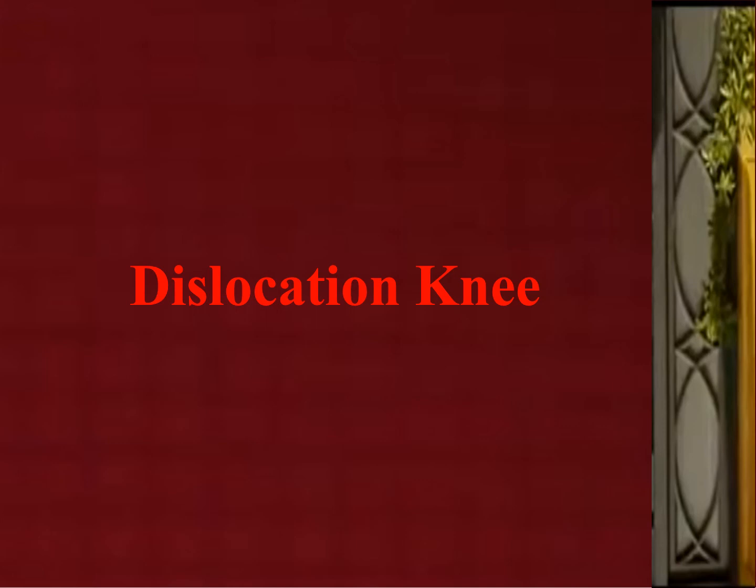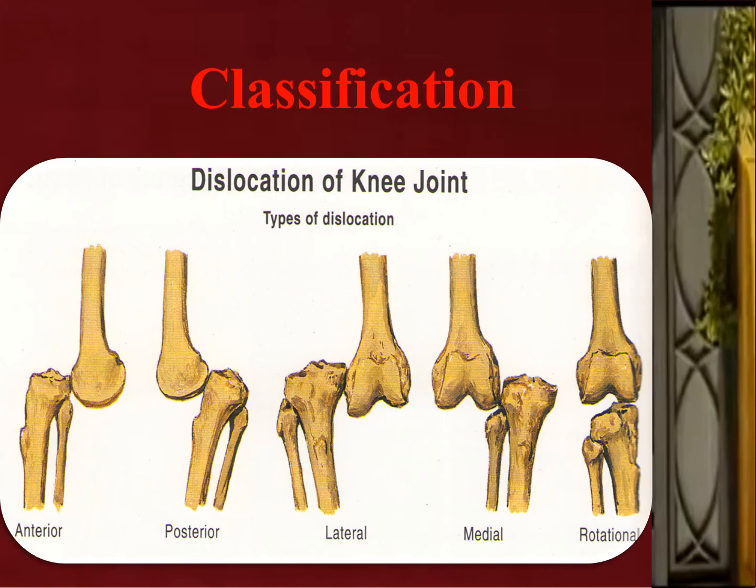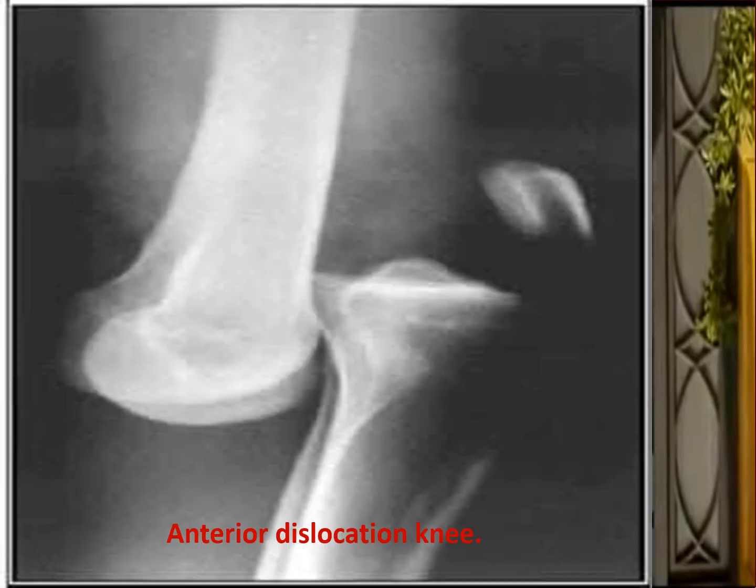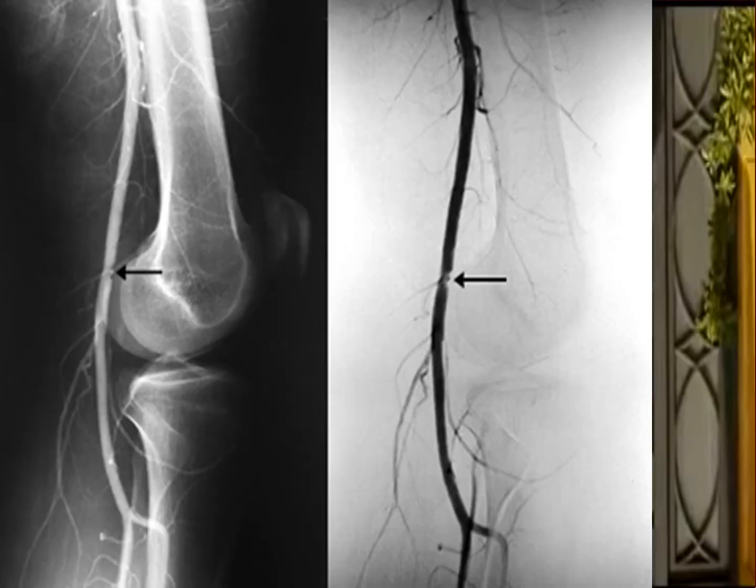Dislocation of the knee. We have anterior dislocation and we have posterior dislocation. That's an example of anterior dislocation. The most important complication in dislocation of the knee is the neurovascular complication, because of the proximity of the popliteal artery behind the knee. The popliteal artery may be injured, and we have to search for the presence or absence of ischemia by feeling the dorsalis pedis pulse.